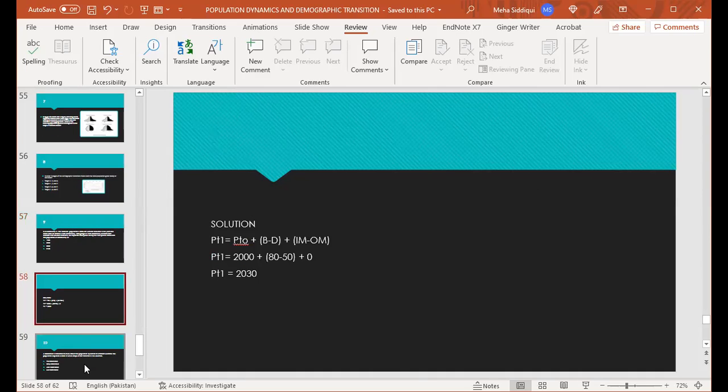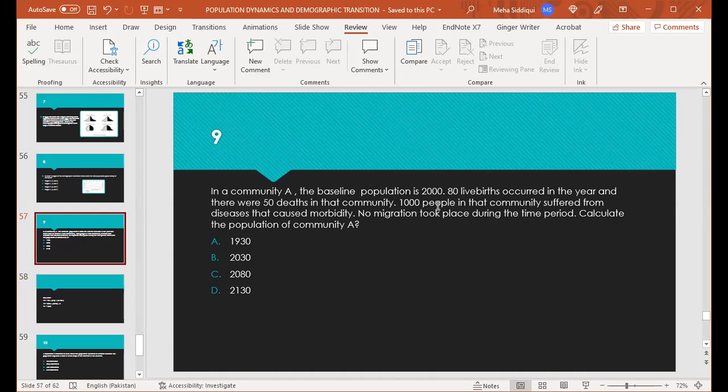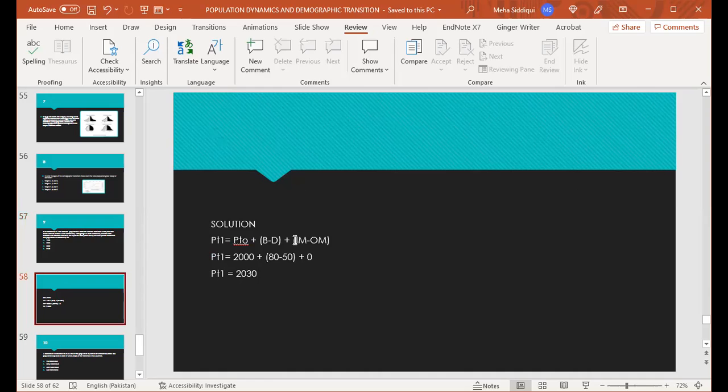Let's see the right answer. Yes, you are right. B is the right answer, because there is no role of people who are suffering from any morbidity. That is, the 1000 people have no role in this scenario, and we will use this equation for our scenario, and the answer we get is 2030.